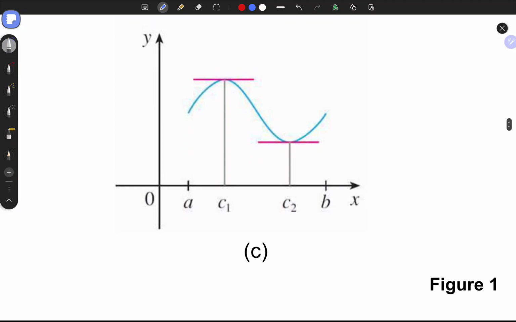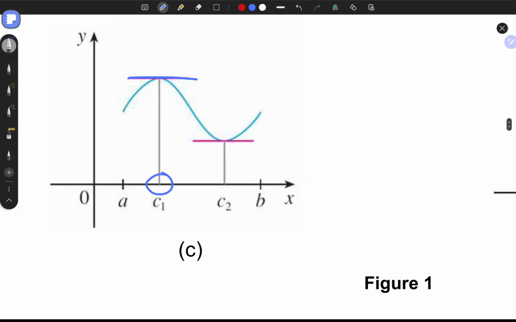Here we notice that at c1 there is a maximum, and at c2 there is a minimum between b and c1. So at this very point, the derivative would be 0, or the slope is 0. So the slope equals the derivative.